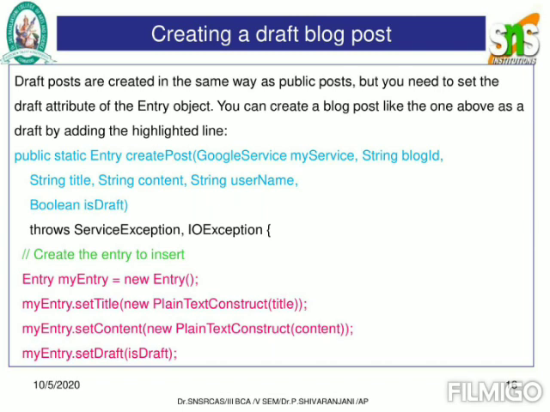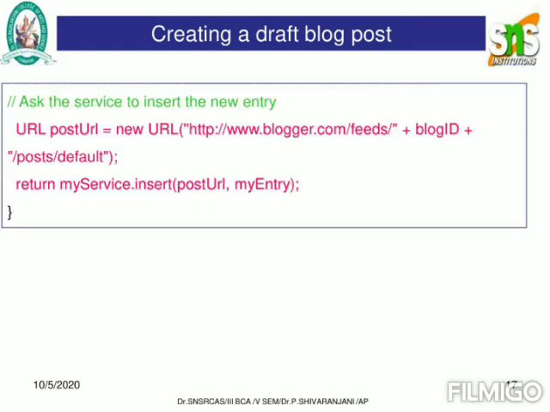That's it, and you'll create an entry to insert. So I have used my entry as an object to enter the particular content on the web pages. Then the next thing is asking the service to insert the new entry. So now I'm ready to enter the new entry into my blog, which can be done with the help of this post URL. And finally, I'm returning the particular output on the web pages or your blogger.